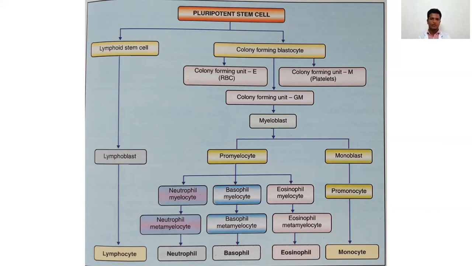Promyelocyte is converted into neutrophil myelocyte, basophil myelocyte, and eosinophil myelocyte. Neutrophil myelocyte is converted into neutrophil metamyelocyte, which results in the formation of neutrophil. Basophil myelocyte is converted into basophil metamyelocyte, which is converted into basophil. Eosinophil myelocyte is converted into eosinophil metamyelocyte, which is converted into eosinophil. Lymphoid stem cell is converted into lymphoblast, which is converted into lymphocyte.